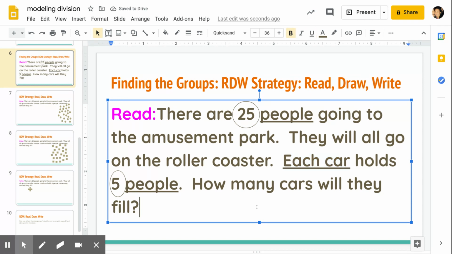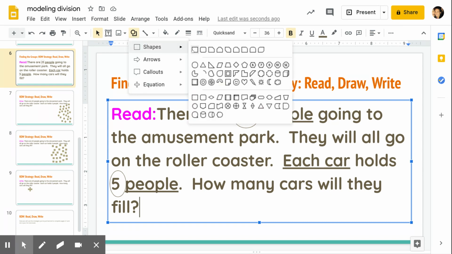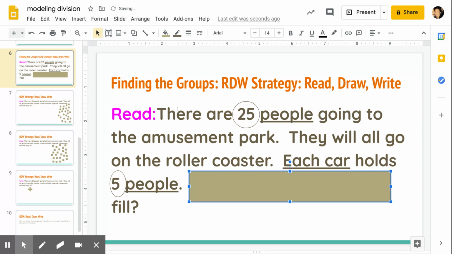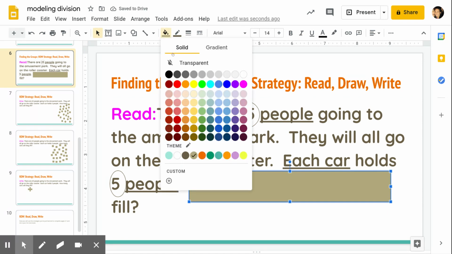This right here is a clue. This tells us we already know the each. We know the number of each. So the each we know is 5. The total we know is 25. And I put a box around the question. How many cars will they fill?